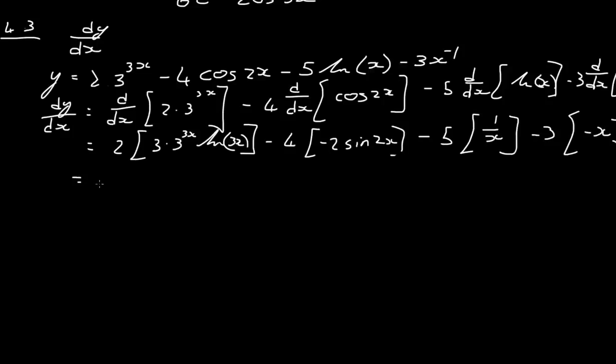Okay, so our final answer is going to be 6 times 3 to the 3x ln 3x plus 8 sine 2x minus 5 over x plus 3x to the minus 2. And there's your final answer for 4.3.